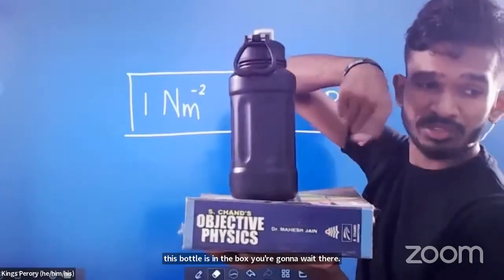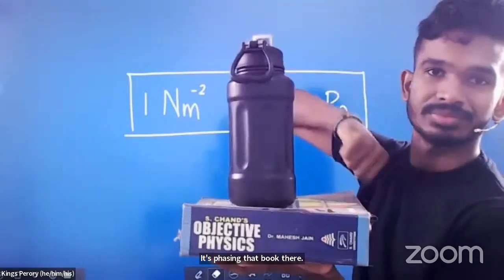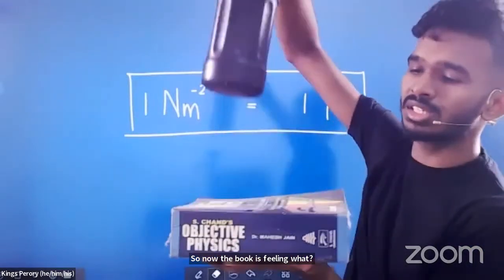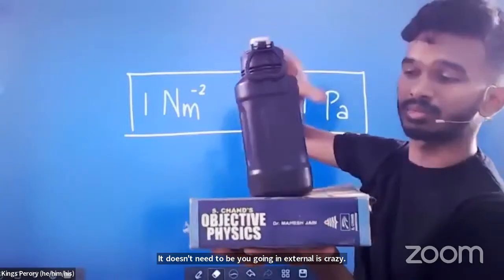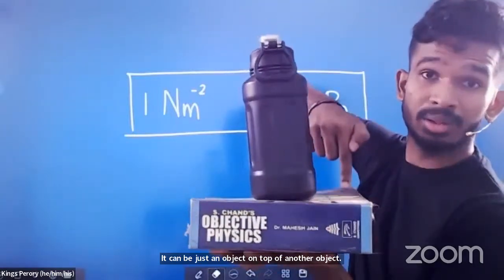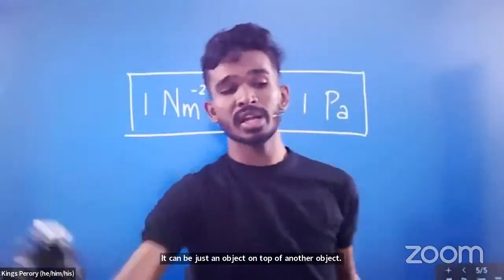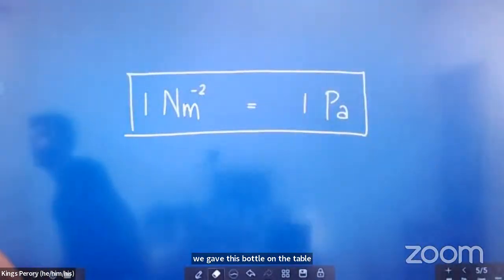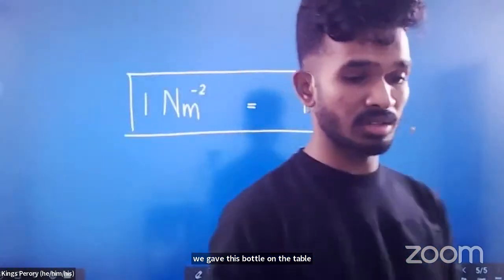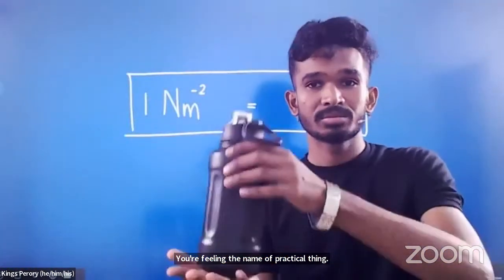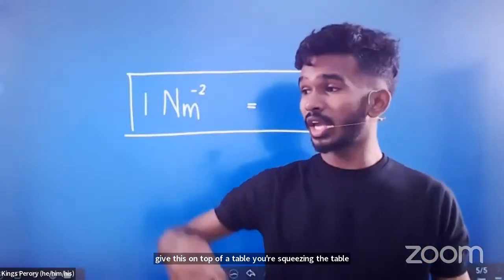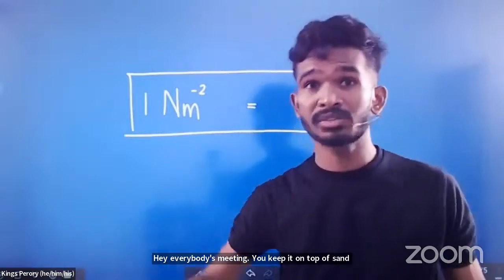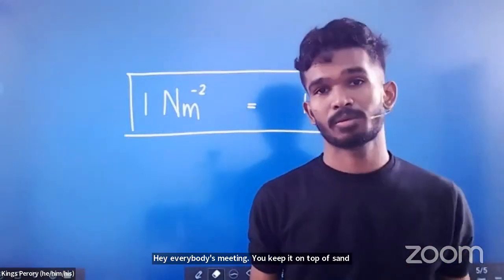So now the book is feeling what? The pressure. It doesn't need to be you going and externally squeezing. It can be just an object on top of another object. If you keep this bottle on the table, you are squeezing the table. Practically, keep this on top of a table, you are squeezing the table. The table is feeling a pressure. You keep it on top of sand, you are squeezing the sand. Sand is feeling a pressure. That's why the sand goes a little bit down.